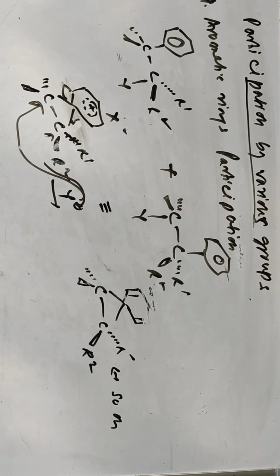So this is about the participation of aromatic rings. Today we discussed neighboring group participation. So these are the classes we wind up today. In the next class we can take up reactions and rearrangements of carbocations. Okay, thank you.